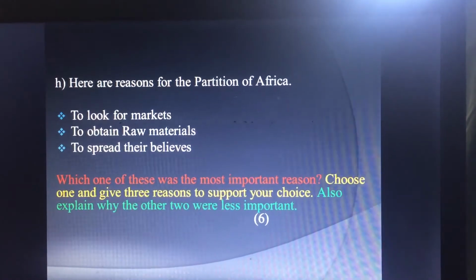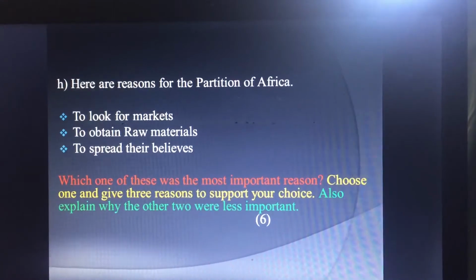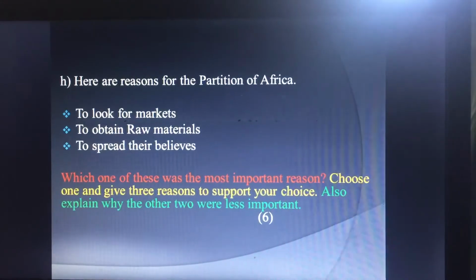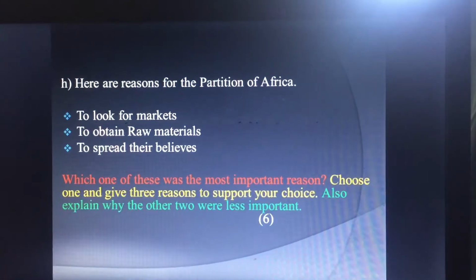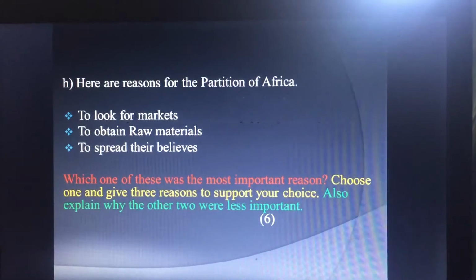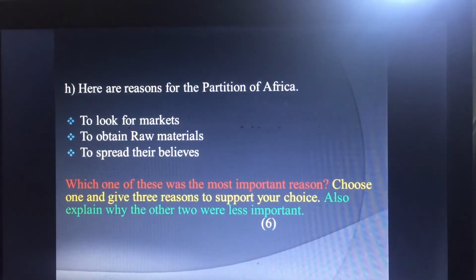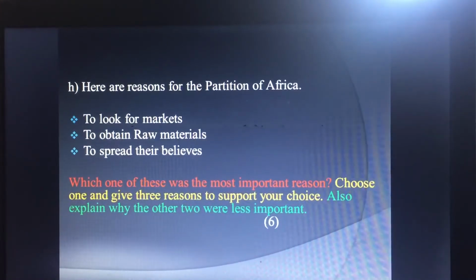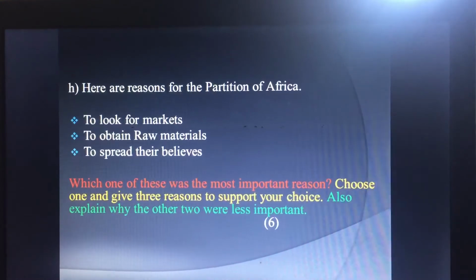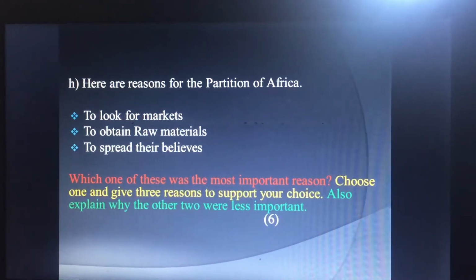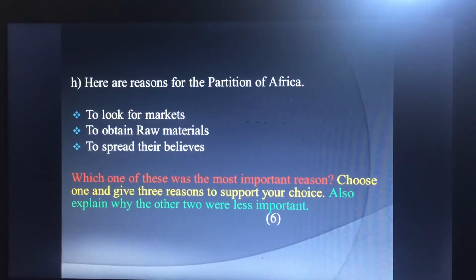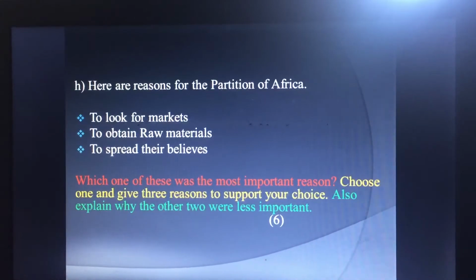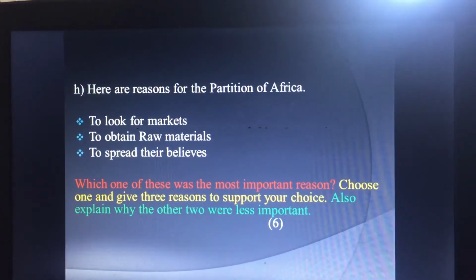The instruction continues by saying, choose one and give 3 reasons to support your choice. It continues by saying, also explain why the other 2 were less important. So the choices are to look for markets, to obtain raw materials, and to spread their beliefs. What you are expected to do as a learner is to make a choice. You choose one of the 3, and then you give your 3 reasons why you are supporting that choice.